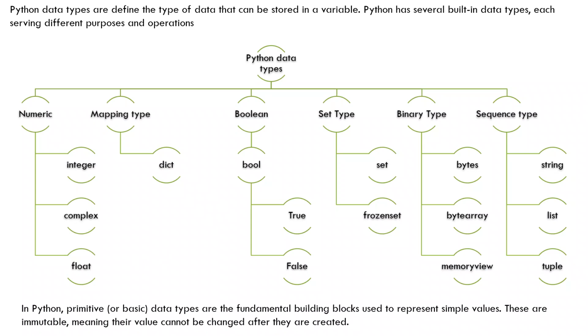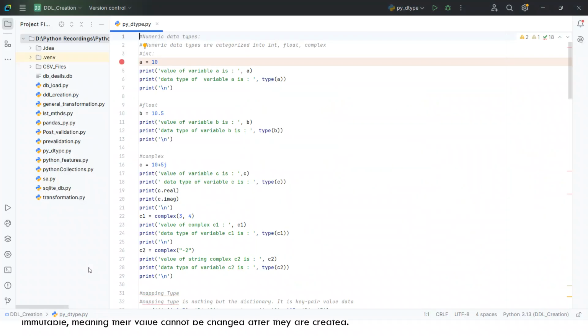In the coming session, we will see practically what data types we have. First we will see the numeric data type. Numeric data types are classified as integer, complex and float. Okay, now we will see coding wise.